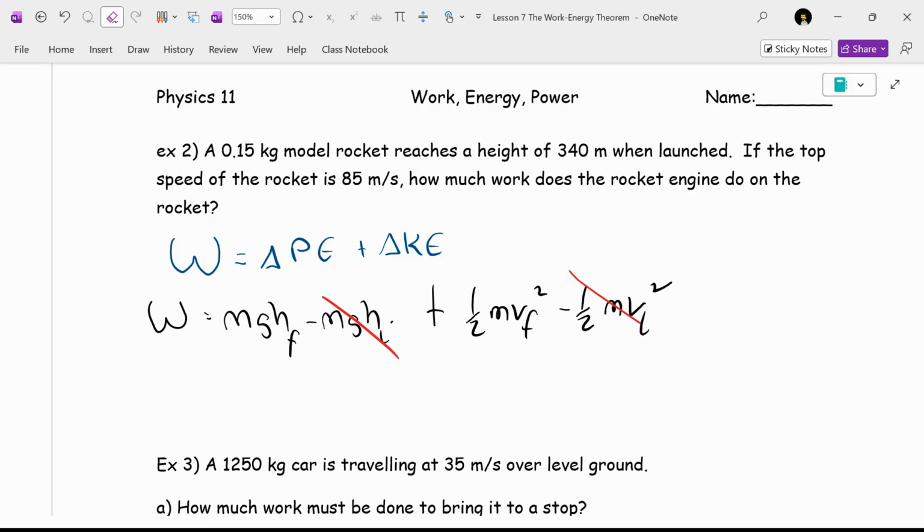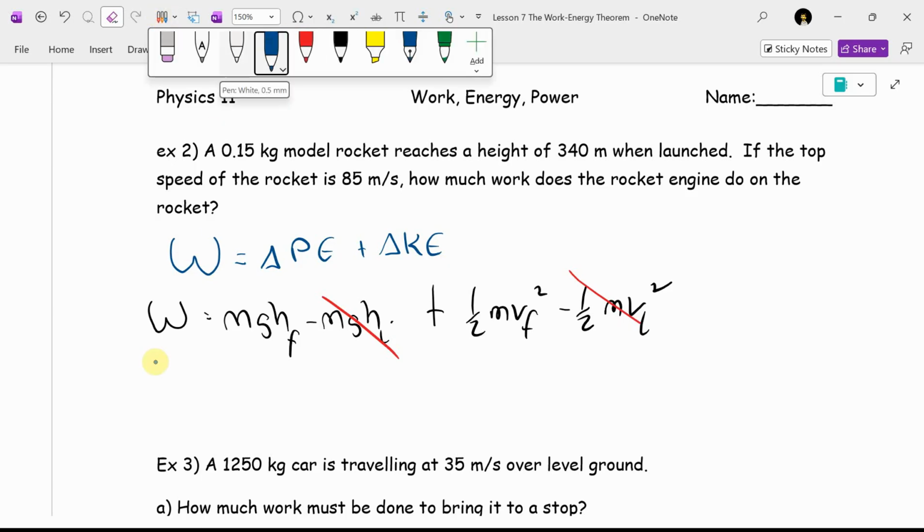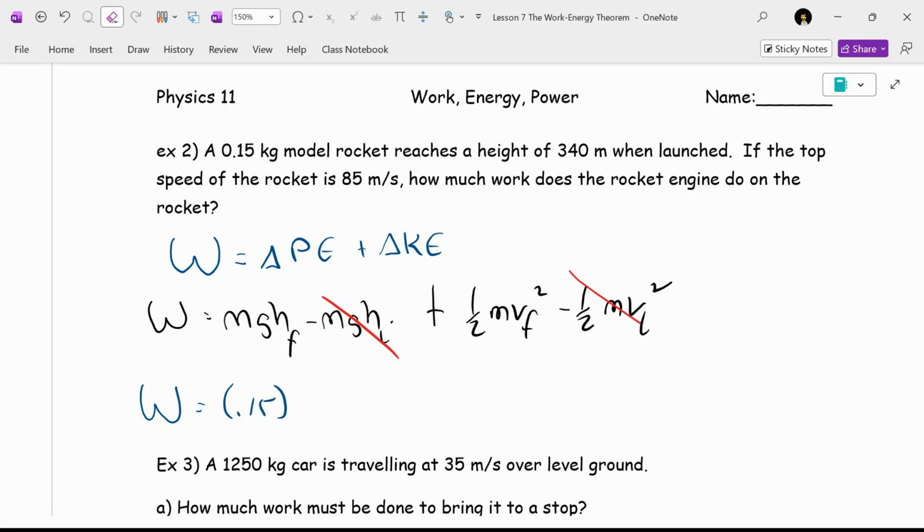So for this model rocket, what we're actually finding is how much energy needs to be stored in the rocket engine. It's a powder, I can't call it gunpowder, it's something else, but how much of the chemical energy do we need to have if we want this model rocket with this mass to reach a height of 340 meters and a top speed of 85? Let's crunch the numbers. 0.15 times 9.8 times 85. That's how much energy we need to get it to the height, but it needs to be moving to get there. Don't forget the squared.